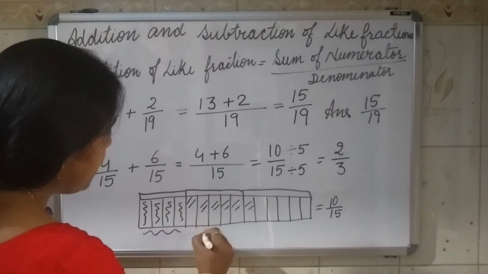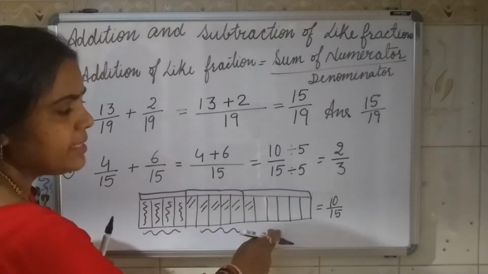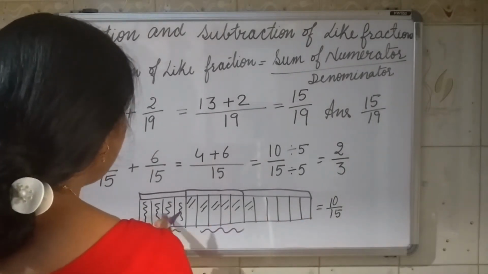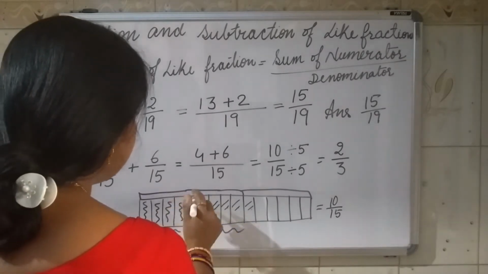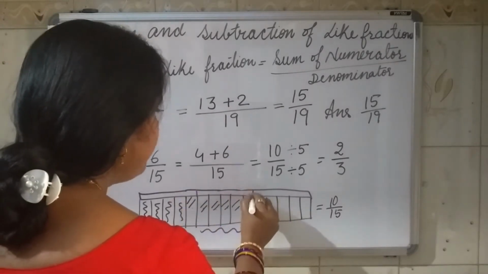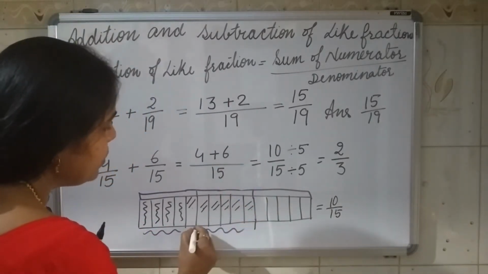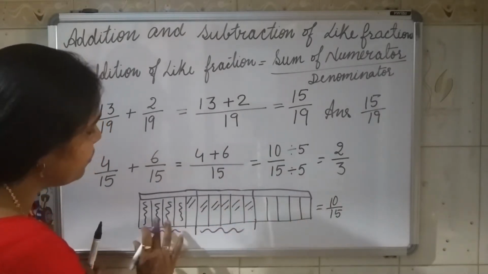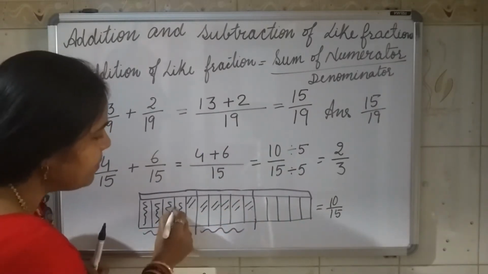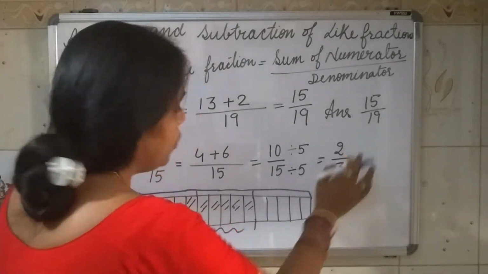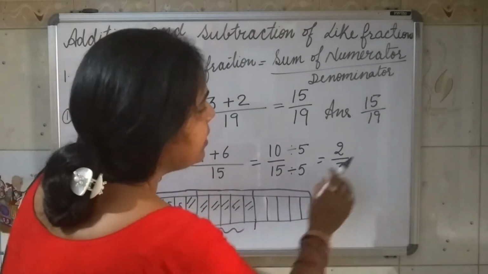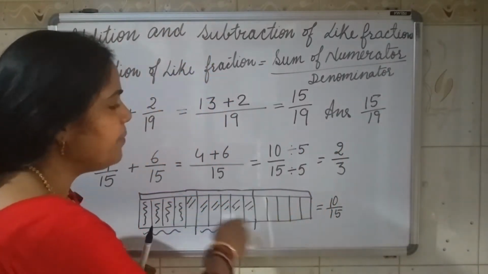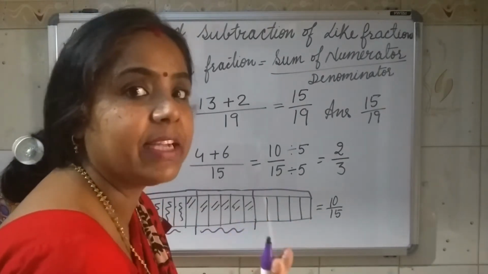So I have taken these 2 parts. So what is left? This whole is coming into 1, 2, 3, 4, 5, and then 1, 2, 3, 4, 5. Here from here to here, if I take groups of 5, both are divisible by 5. So we have taken groups of 5. It is 1 part, it is 2 parts, so the numerator is 2. Total number of parts is 1, 2, 3, so the denominator is 3. So this is the simplest form. I hope from the picture it is clear to you what is addition of like fraction.